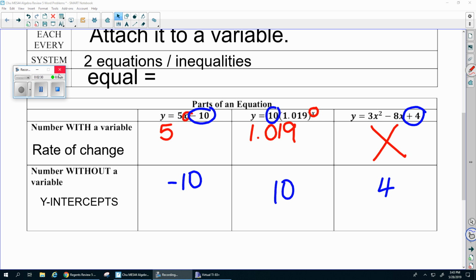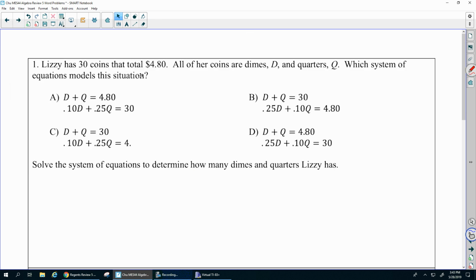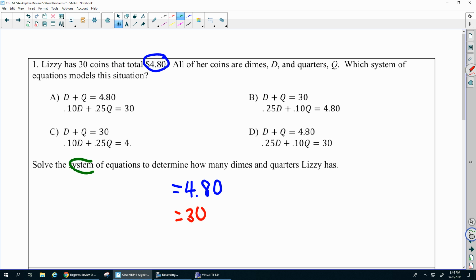Okay, when you're ready, let's turn the page and let's take a look at this first problem. Lizzie has 30 coins that total $4.80. All of her coins are dimes, D, and quarters, Q. Which system of equations models this situation? So one thing I know is that we have a total of $4.80. So we have to equal $4.80 somehow. Okay? And then she also has a total of 30 coins, so our other equation should equal 30 coins. And I know we have two equations because of this keyword systems.